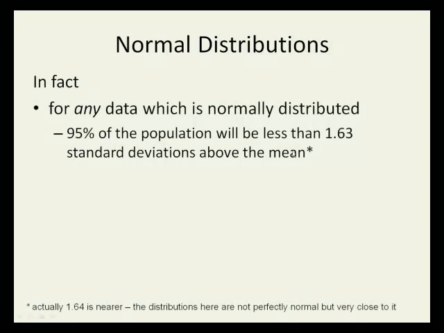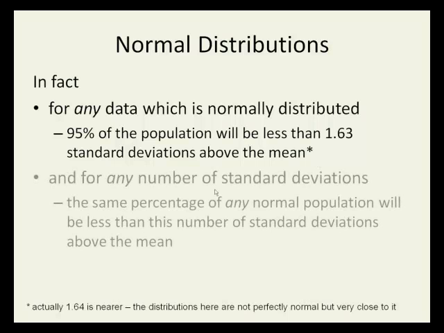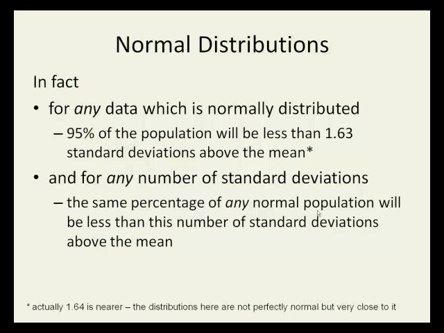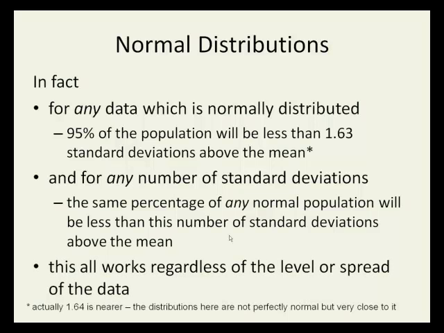To summarise, here's some text, a bit boring with the rule, where in fact, for any data which is normally distributed, 95% of the population is less than 1.63 standard deviations above the mean, 1.64 in fact. The really powerful one, for any number of standard deviations, the same percentage of any normal population is less than that same number of standard deviations above the mean. So if I choose 2.05 standard deviations, the same percentage will be less than that number of standard deviations above the mean in any normal population. And it all works regardless of the level or the spread of the data, as long as the overall shape is normal.